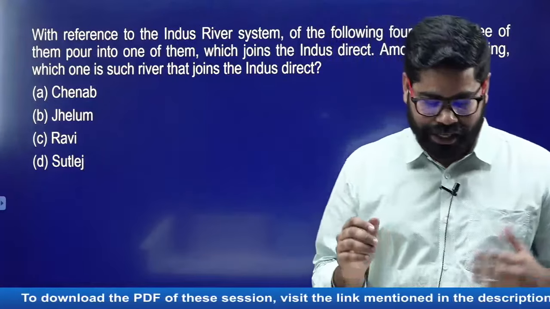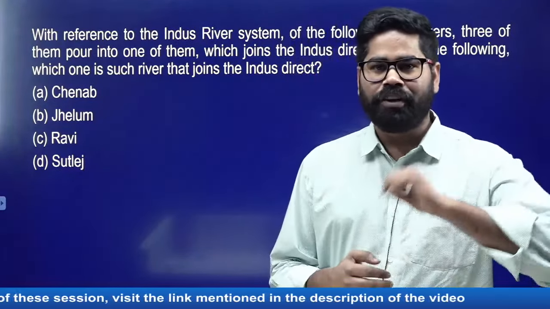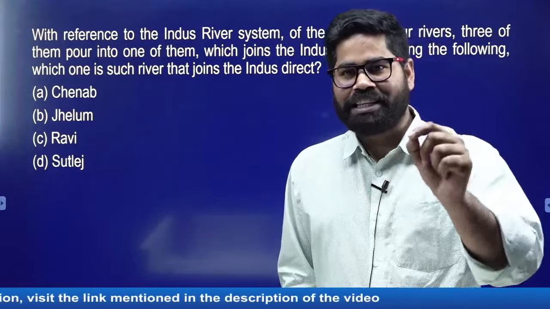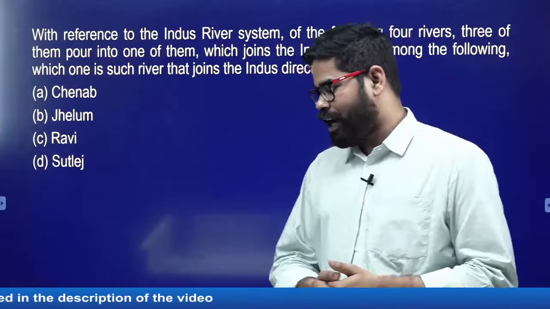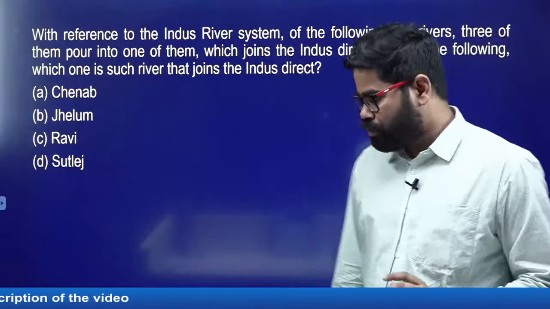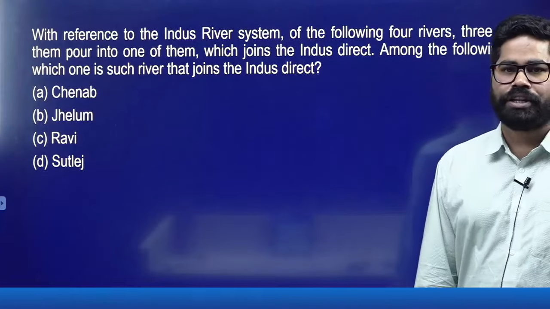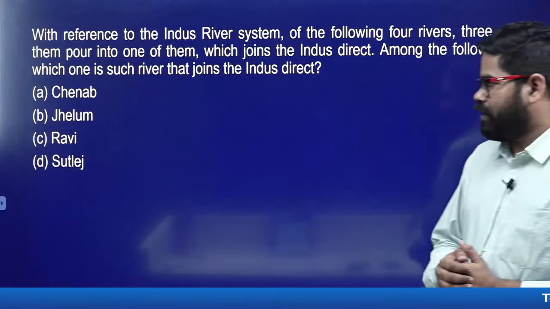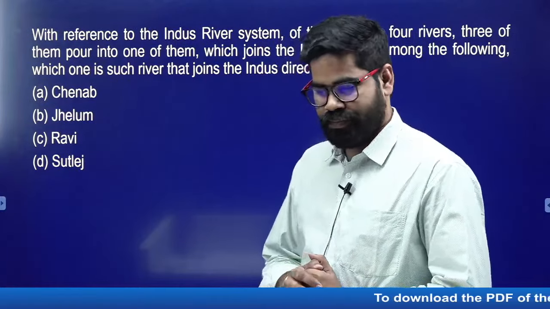It is simply asking, there are 4 different tributaries of river Indus. 3 of them are joining one, and then one is directly joining the Indus river. So this was a question which has been asked in the latest years, in 2022. And can you give me the answer of this question, that which of the river will be here? You have option A, Chenab, then Jhelum, then Ravi and Satluj.